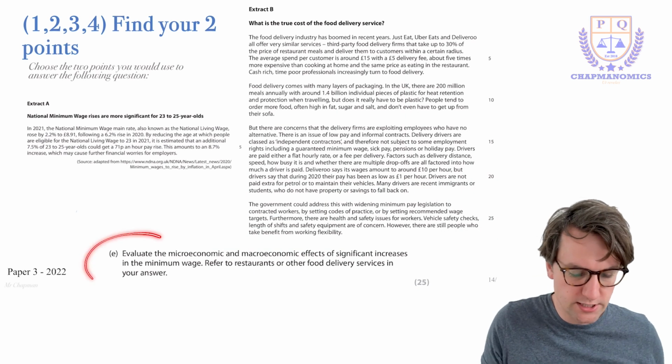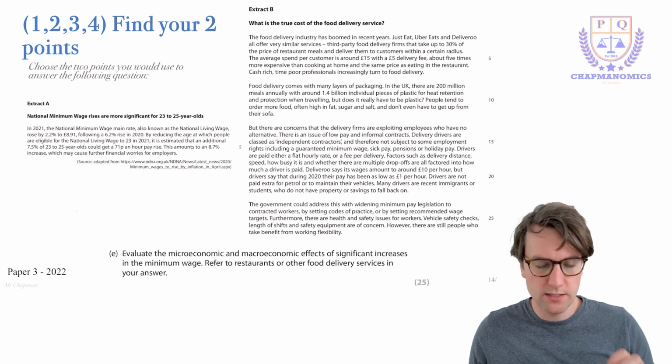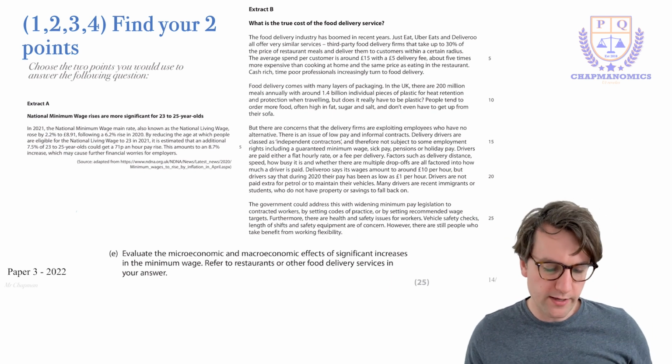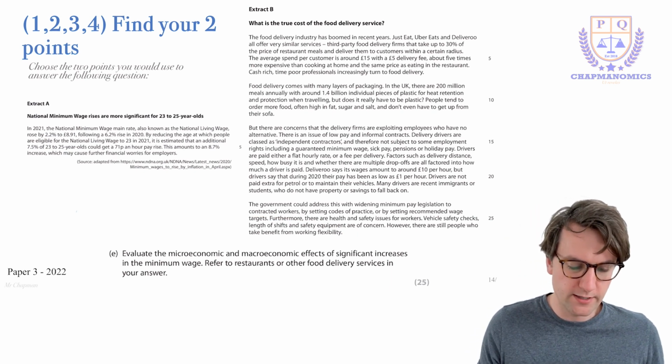Now that went through things at a quite slow pace. In your actual exam, you need to go through it much, much quicker. So let's go through a second question together and let's have a look at going a bit quicker and how we would go about doing that. So first off, here's our question. Again, read the question first, come up with all your economics points. So evaluate the micro and macro effects of a significant increase in the minimum wage.